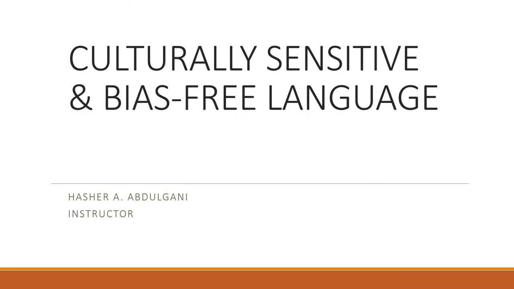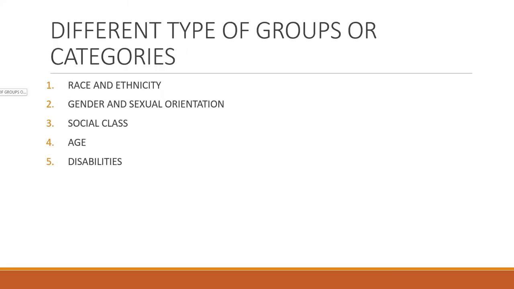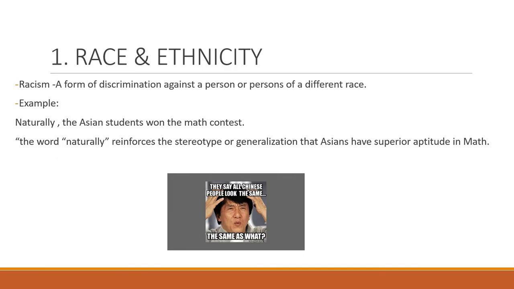So here we have different types of groups or categories. Number one is race and ethnicity. The second one is gender and sexual orientation. The third one is social class. The fourth one is age. And the last one is disabilities. So let me first discuss to you number one, which is race and ethnicity.